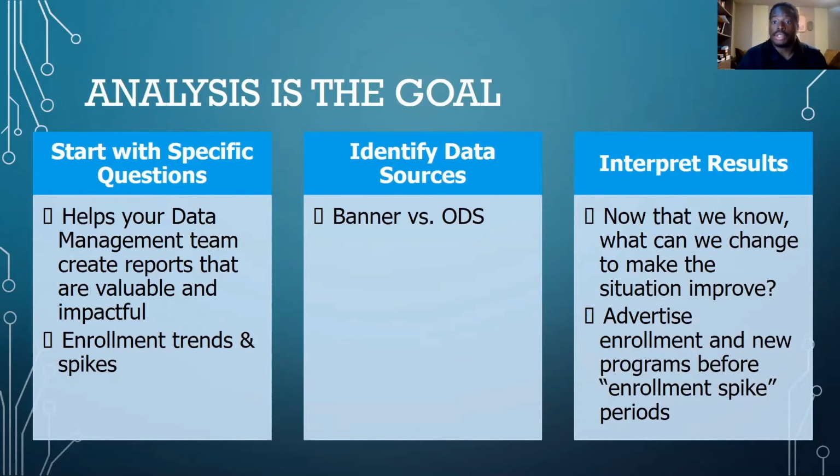And then interpret results. Now that we know what we can change, what can we change to make the situation improve? And like I touched on a little bit with the graduate office earlier, they want to look at the enrollment trends and when their enrollment spikes. The individual came and said, we noticed that for this last spring, in our accelerator program, there was a lot of enrollment over that Christmas break.